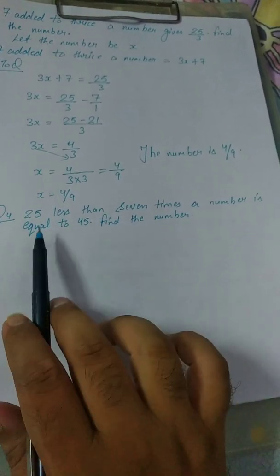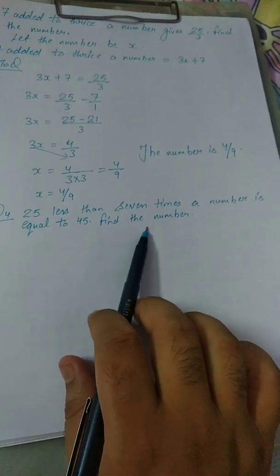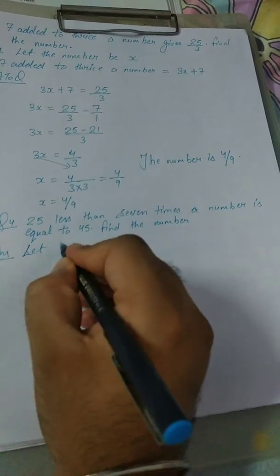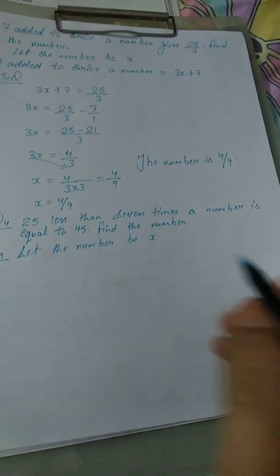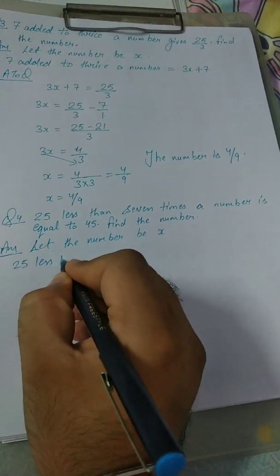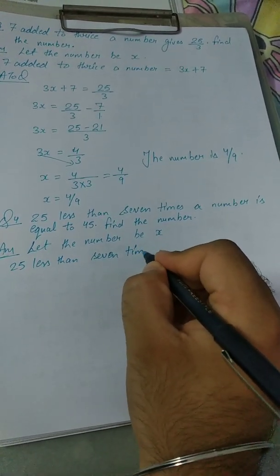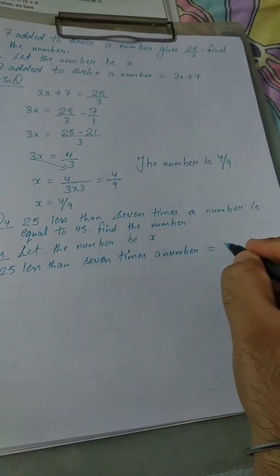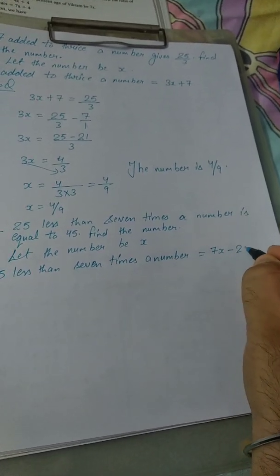Find the number. 25 is less than the 7 times a number is equal to the 45. You have to find the number. Right? Now, first of all, assume let the number be x. Right? So, 25 less than 7 times a number equivalent to the 7 times a number means 7x and less minus 25.